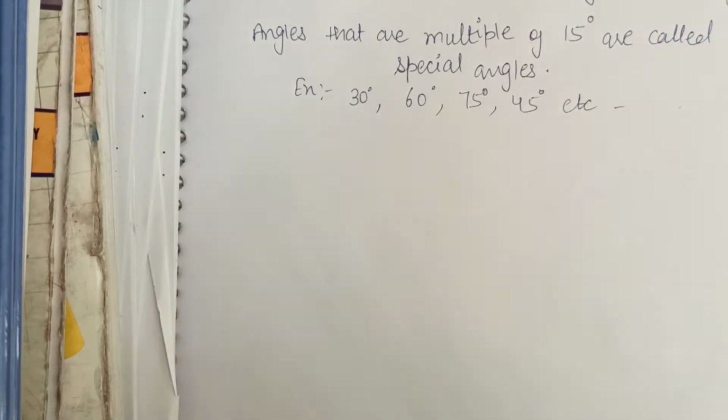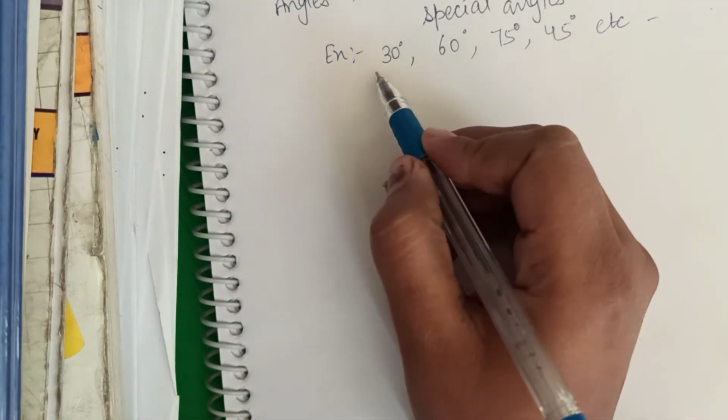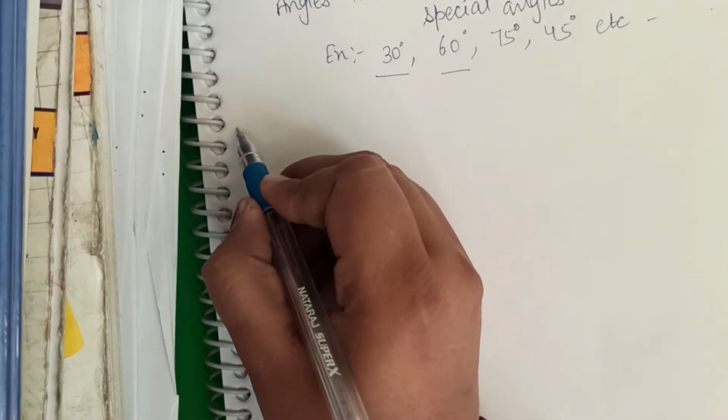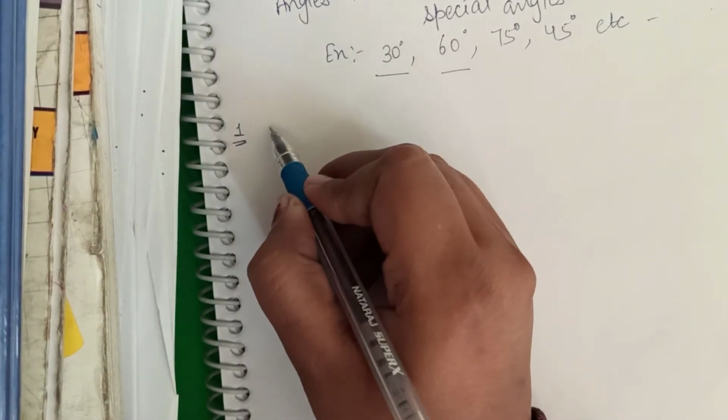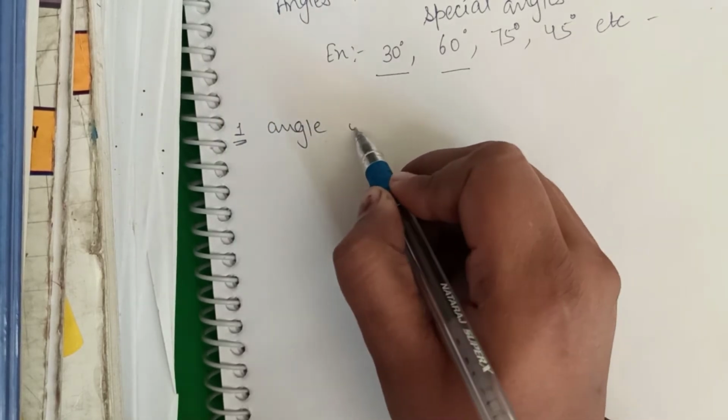Now, how will you draw these? Today we will draw angles of 30 degree, 60 degree, 45 degree, 120 degree. I will tell you how to draw these angles. So firstly, we will start with the angle of 60 degree. How to draw the angle of 60 degree.